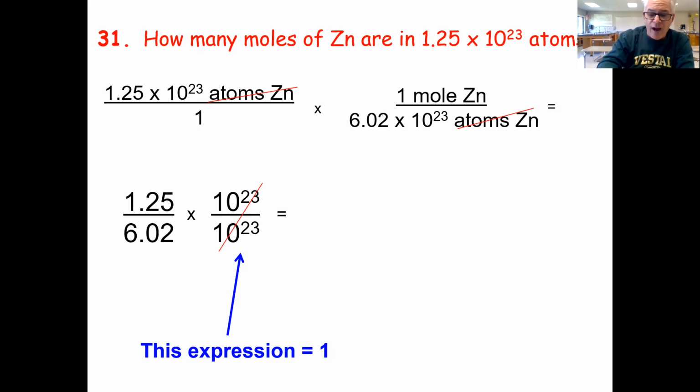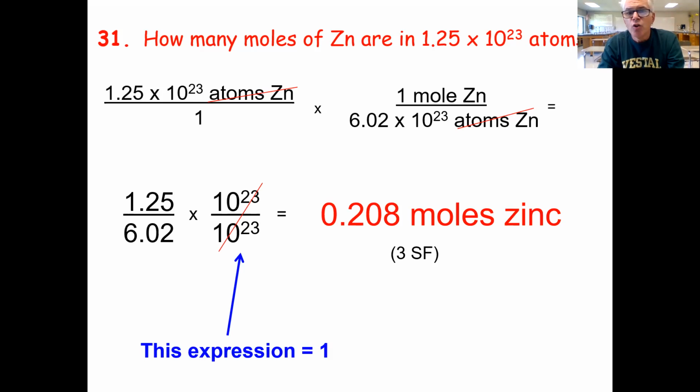What is 1.25? Here, let me help you. 1.25 divided by 6.02, and that, my friends, is going to give you the answer. Look at that. 2.08 moles of zinc. All the exponents did was divide away. They're really big, these numbers, but they also divide really well, too. 3 significant figures in 1.25, 3 significant figures in your answer.